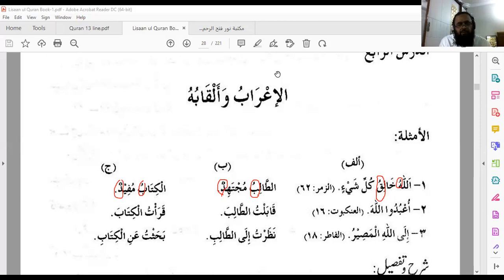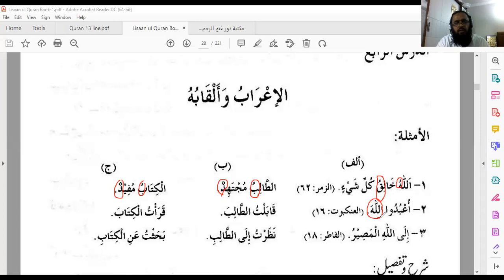The second type of status, or second type of i'rab, is what? Nasab. Now how is nasab going to be denominated or indicated? The indicator of nasab is that whenever there is nasab on an ism, there should be a fathatain on the ism, like Abdullah. Now on the word Allah there is fatha.